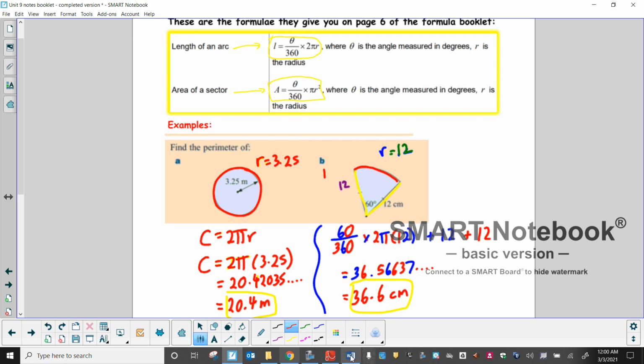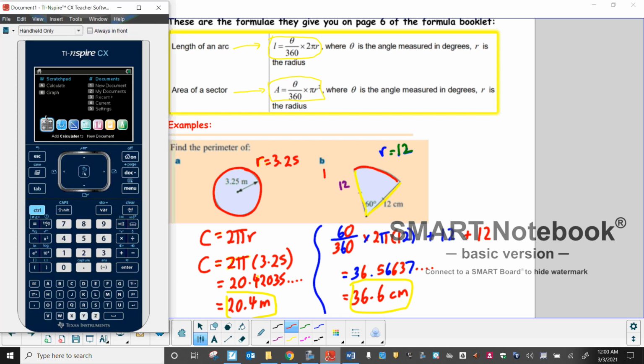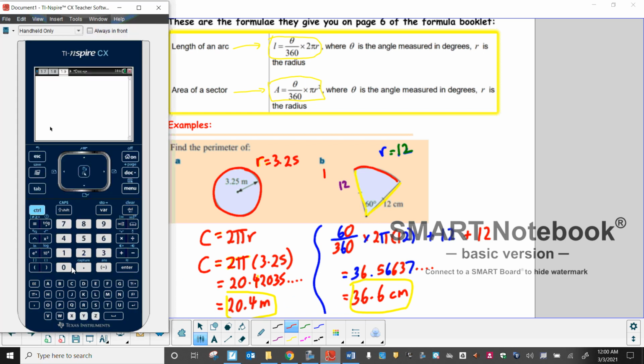Oh, how to do pi again? I'm going to remind you. To do this, go to a calculator page. I'm not sure if you need to do multiply, I can't remember. 2 pi brackets 3.25 close bracket. I'm going to check for you. Enter. No, you don't, so you don't need to put 2 times pi.